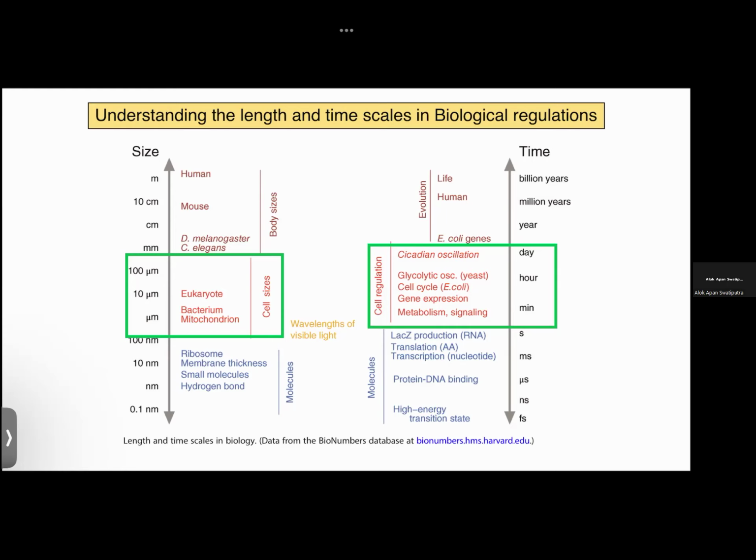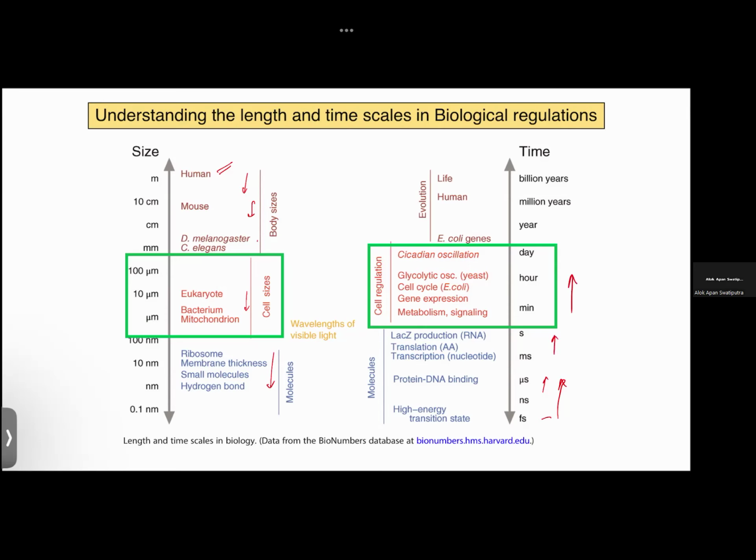And if you think in terms of the time scale, if you go in the reverse direction, the fastest processes, which are chemical reactions or transition states, their lifetimes are usually femtoseconds. So that's why you do femtosecond spectroscopy, ultrafast spectroscopy, where it's used. And gradually you move upwards to biomolecular interactions, then protein translation, transcription. Then you slowly move into cellular regulations.